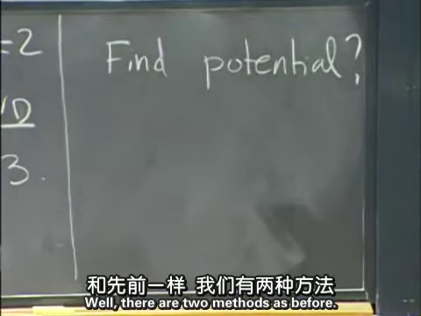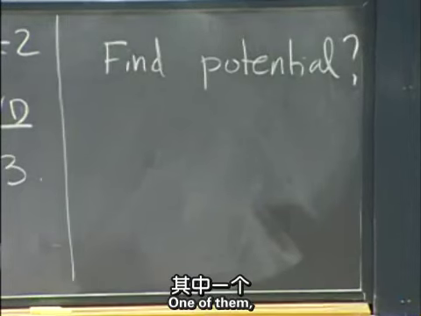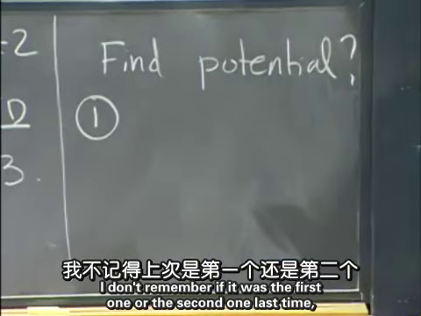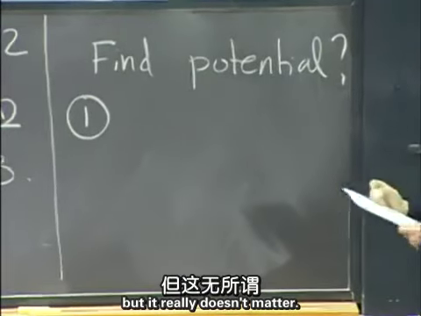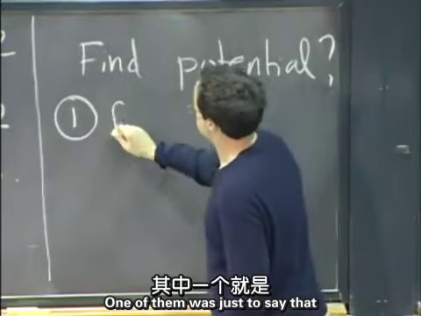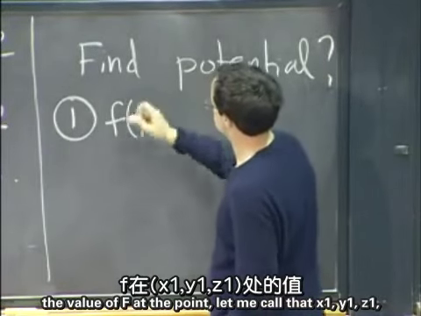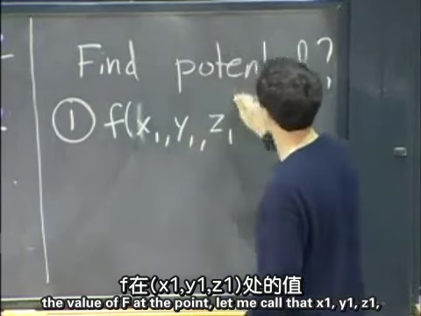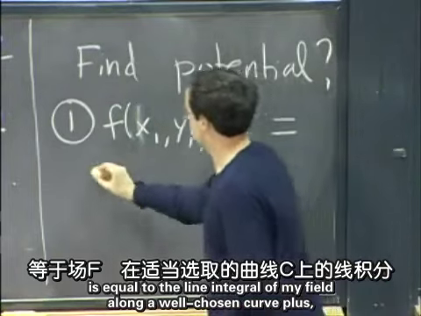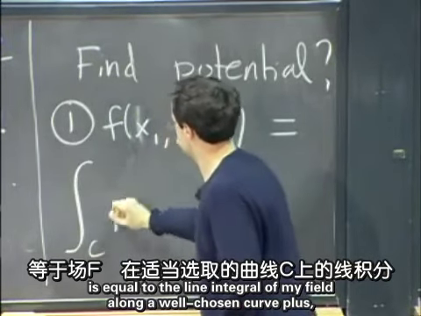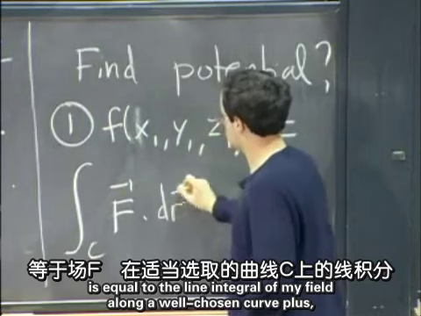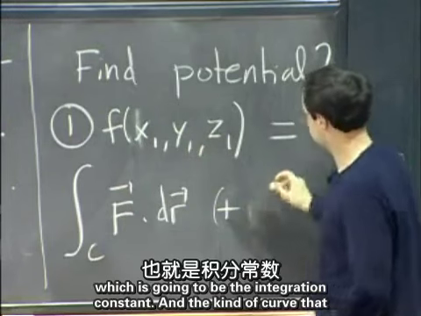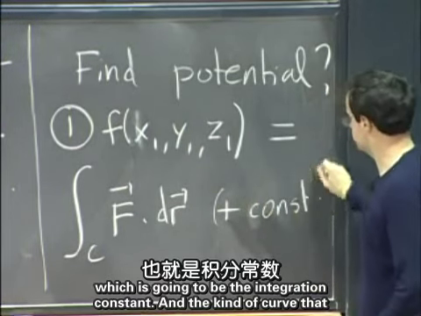Well, there's two methods as before, okay? So one of them, I don't remember if it was the first one or the second one last time, but it really doesn't matter. One of them was just to say that the value of f at a point, let me call that x1, y1, z1, is equal to the line integral of my field along a well-chosen curve, plus, of course, a constant, which is going to be the integration constant.